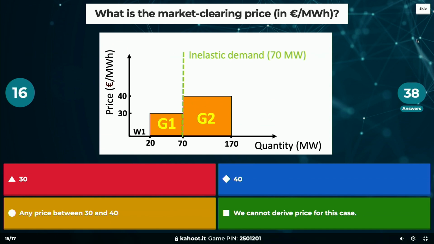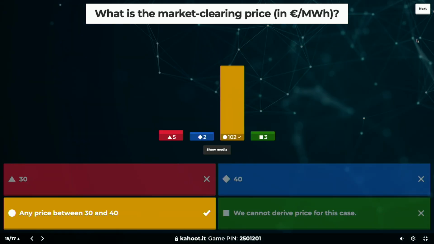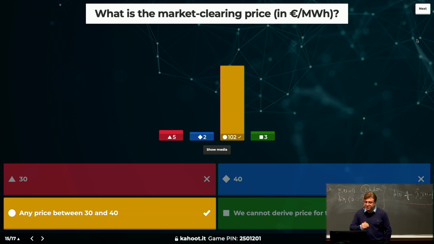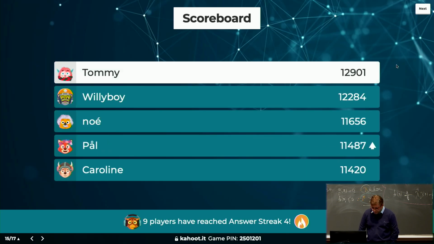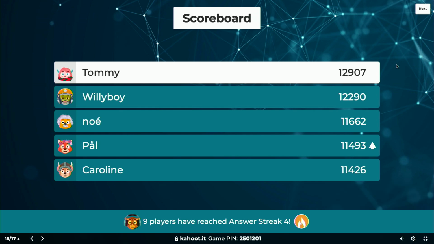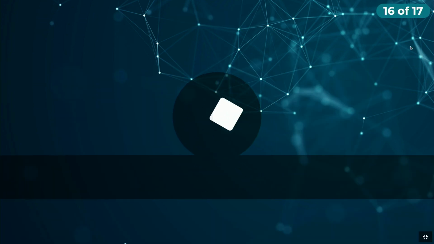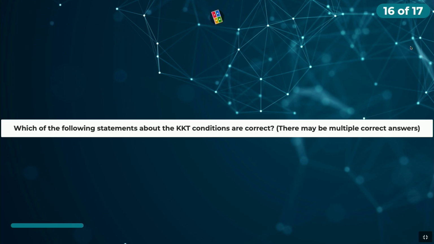We just discussed that. Yes, any price between 30 and 40 can clear the market because the left-hand and right-hand side sensitivities are not equal. Tommy first, Willy Boy second, and so on. Question 16. Multiple correct answers might exist.